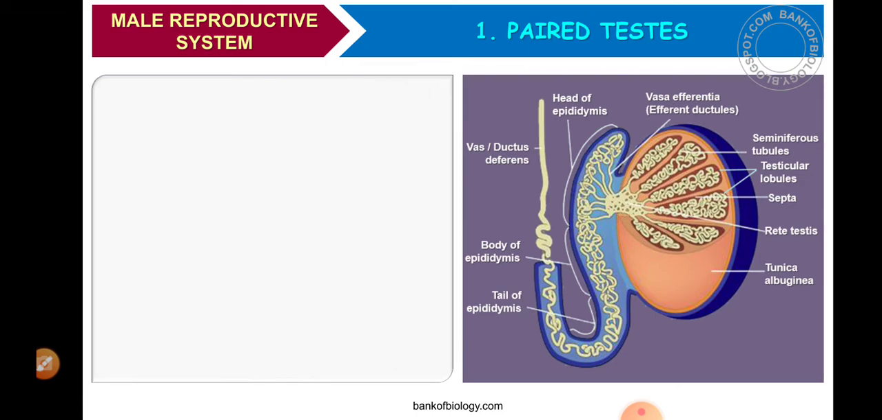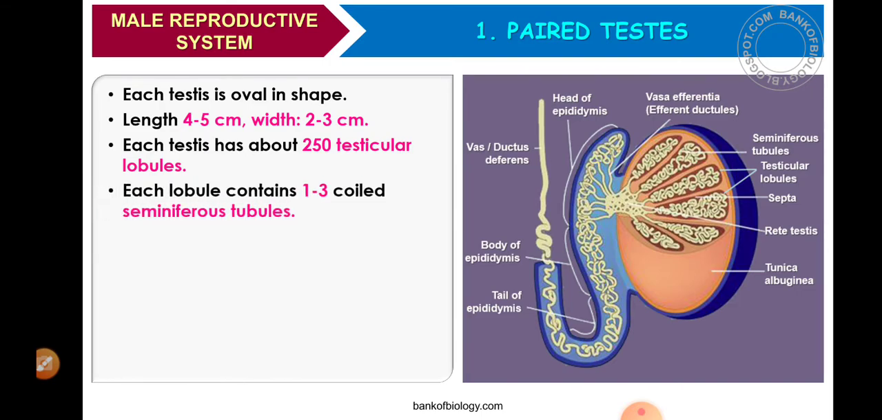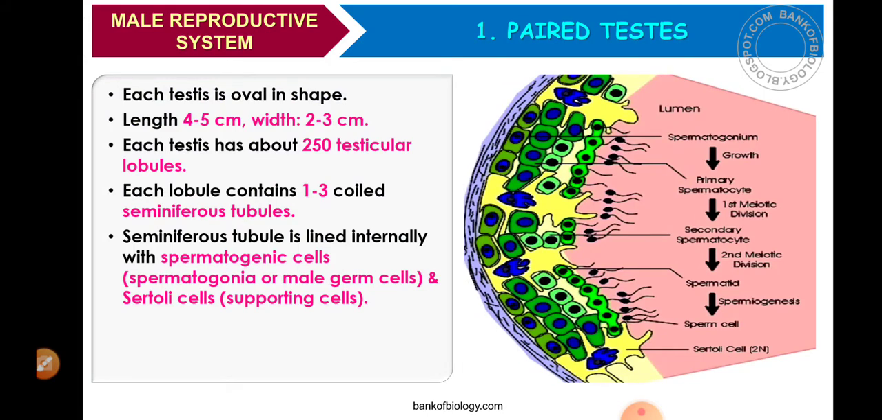Each testis is divided into lobules, known as testicular lobules. The number of testicular lobules is likely about 250 in each testis. These lobules contain 1 to 3 seminiferous tubules, which means each lobule carries either 1, 2, or 3 seminiferous tubules. These seminiferous tubules are the main sites where the formation of sperm takes place.